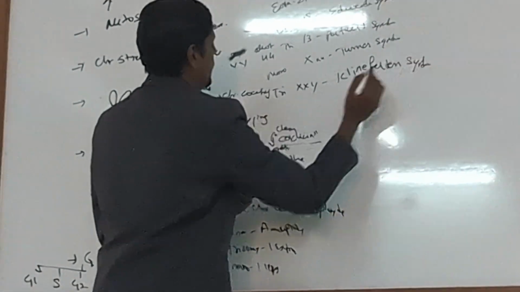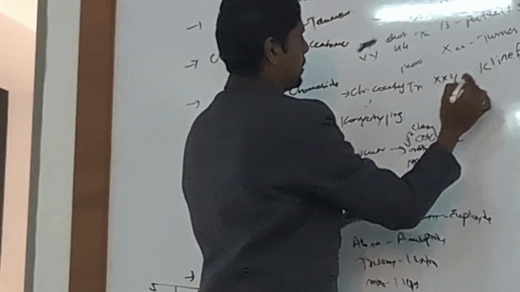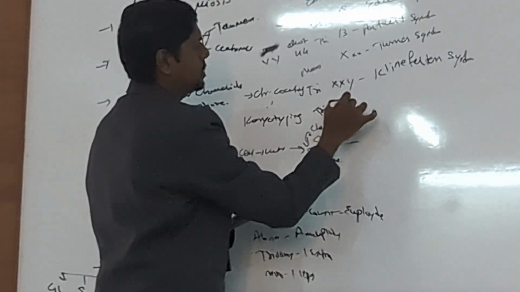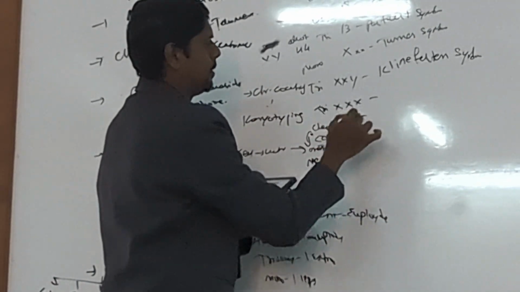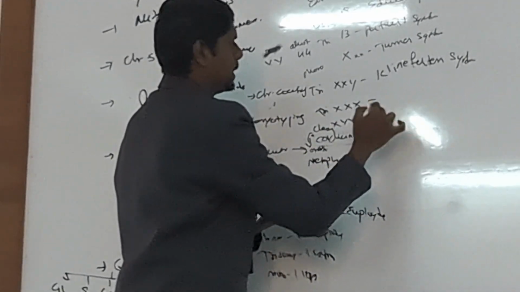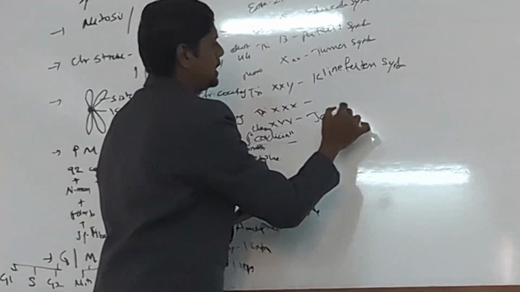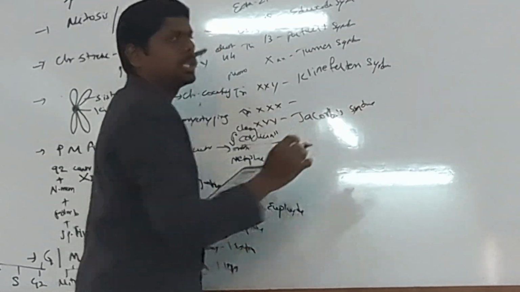Klinefelter syndrome. Then we have one more thing, that is triple X syndrome, where there is a trisomy of X. Trisomy of X leads to triple X syndrome. And the XYY syndrome is called Jacobs syndrome. Okay, Jacobs syndrome.